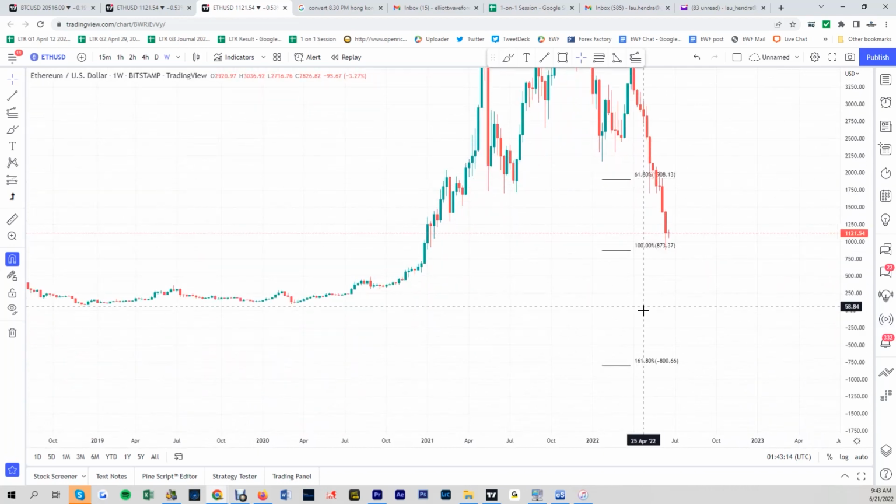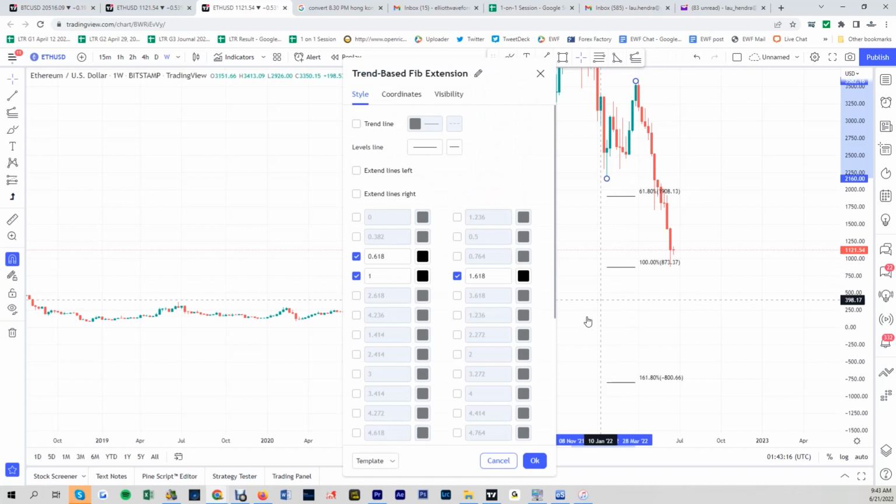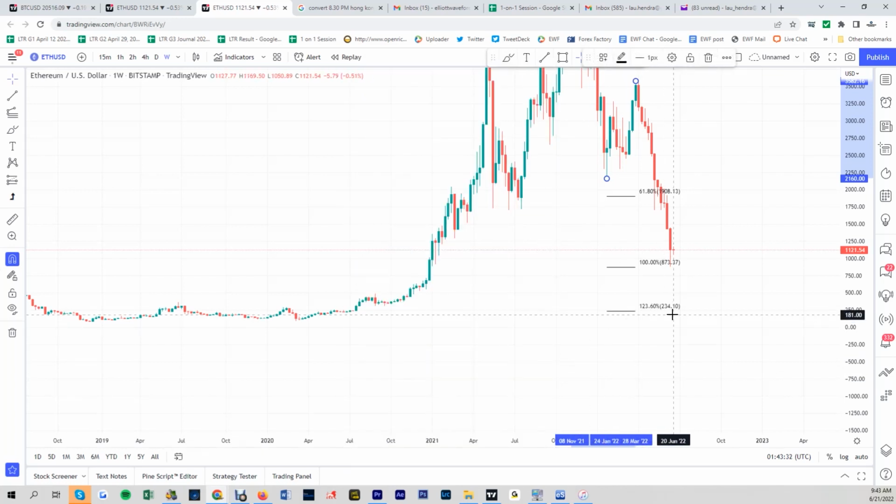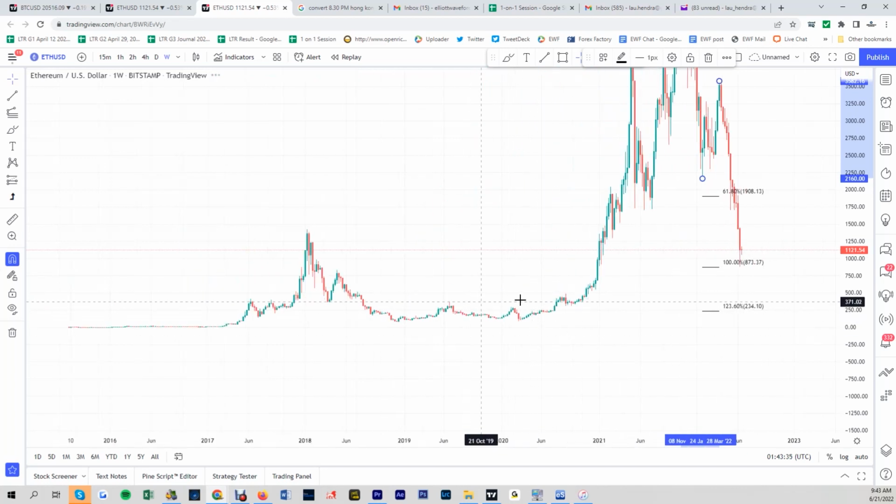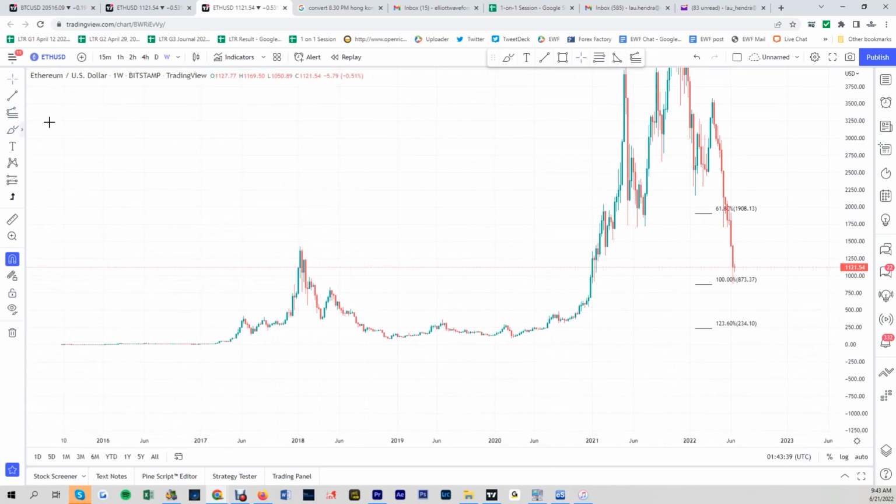And in terms of the possible target to the downside, this is the 100%, this is 161.8, so obviously 161.8 is impossible. It's negative 800, right? So let's check out 1.236 for example. Now 1.236 is going to be 234, which is almost like going back to this previous low right here. So I would say that this is the potential target area if we're going to continue to go down for Ethereum.